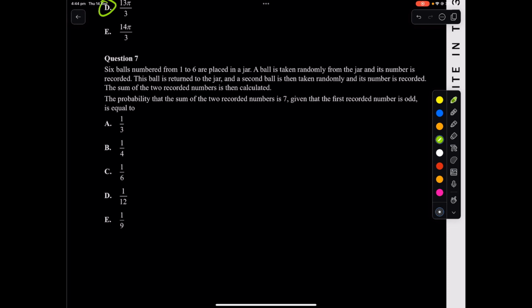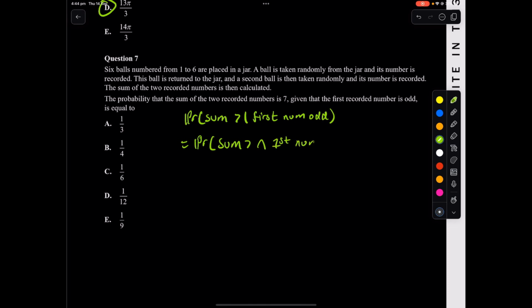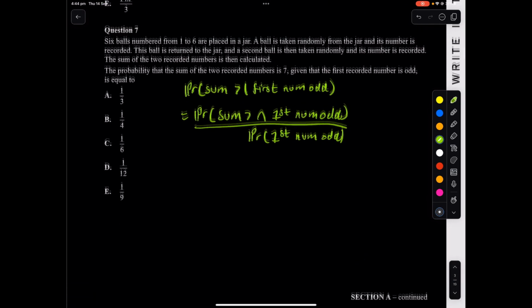This is conditional probability. So we want the probability that the sum of the two numbers is 7, so sum 7, given that the first recorded number is odd. This can be simplified to what? The probability of the sum 7 intersection the first number odd, all over the probability of the first number odd. Okay, doing this. Let's really think about it.